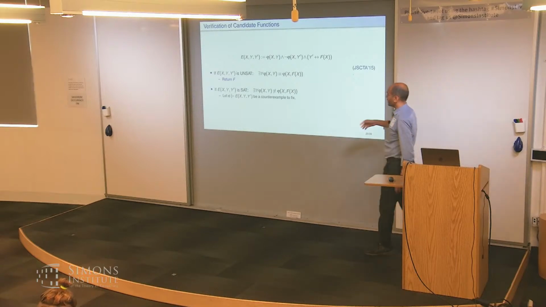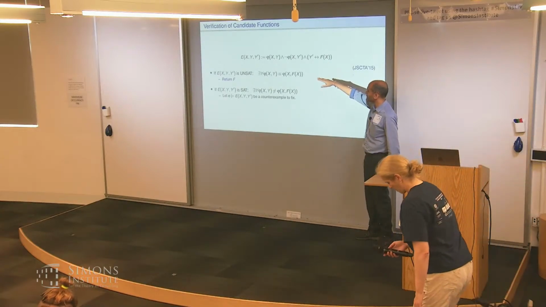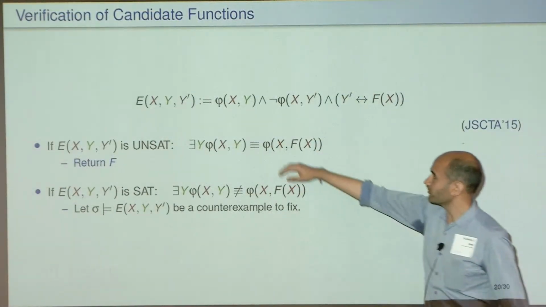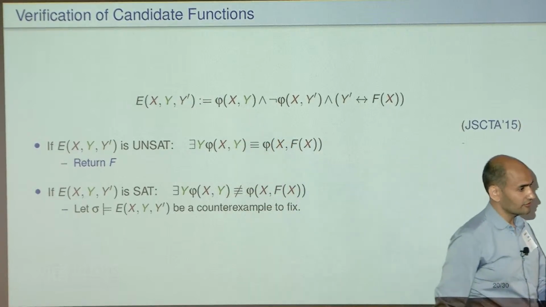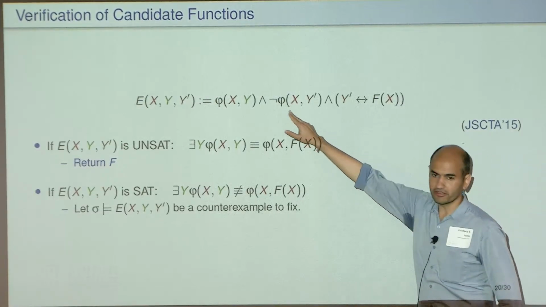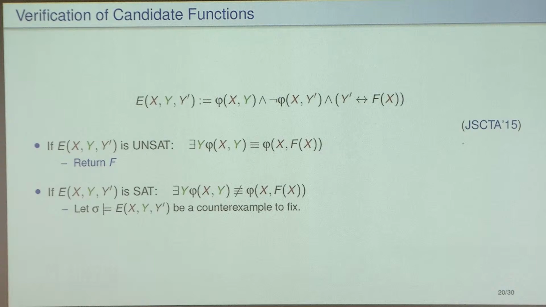So finally, how do we check that these candidates that we have are correct? Thanks to a very nice observation in 2015, we can construct what is called the error formula. Let me quickly give you the intuition. What does this formula say? It says, is there an assignment to X and an assignment to Y so that phi is satisfied, but if you were to plug in the output of the candidate functions, then phi would be falsified? If the answer is no, then of course these are the correct Skolem functions. But if the answer is yes, then we got a counterexample, and we can go and repair with respect to this counterexample.